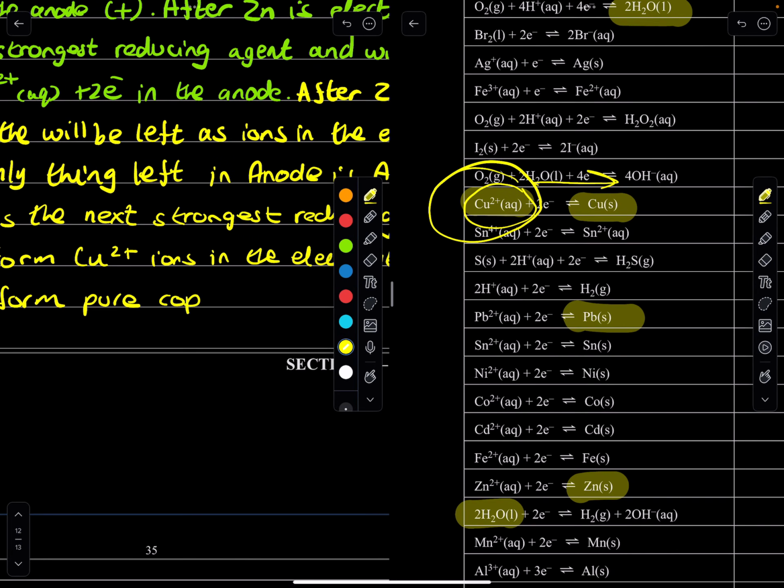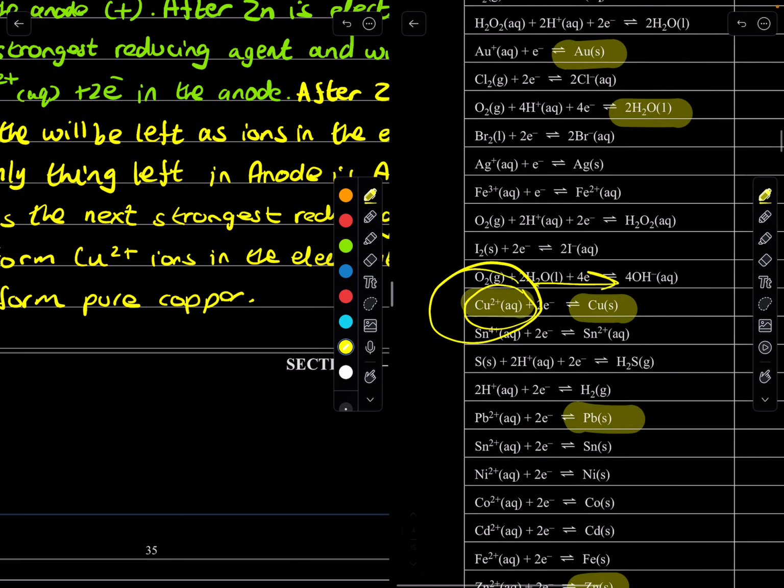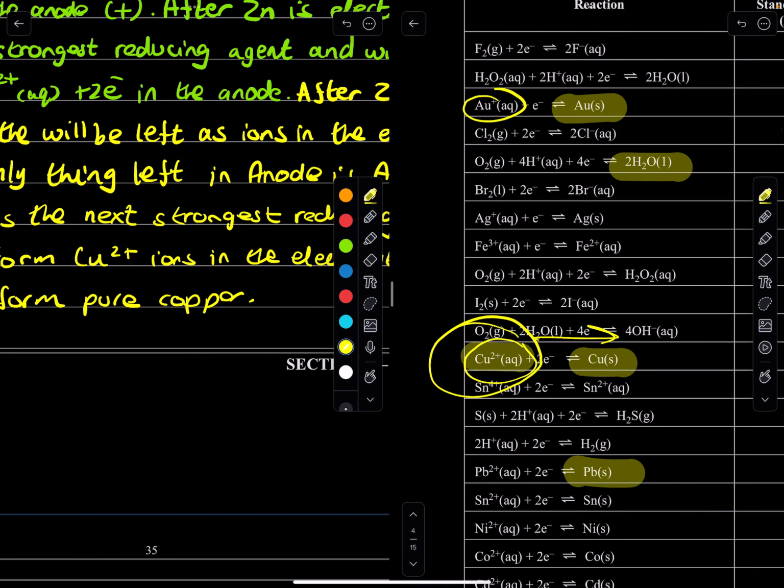Wow, that's a lot of writing. I still have more. Our goal is to make sure that gold should not be oxidized, because remember what happens if it gets oxidized: we form Au plus ions, and the strongest oxidant will then reduce to form Au. So there will be a layer of gold in that pure copper, and that's not what we want.